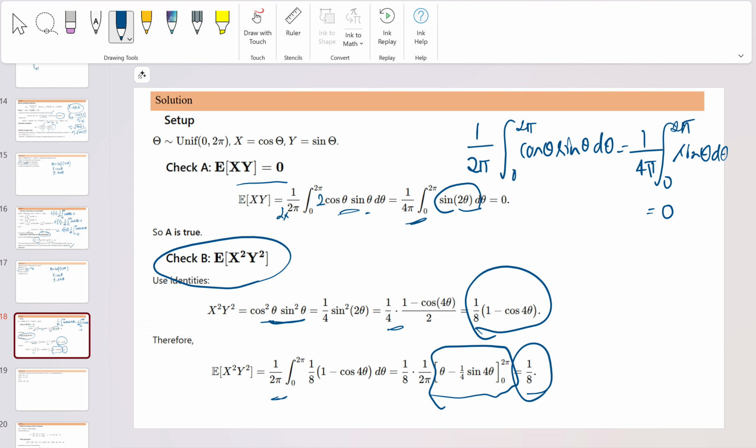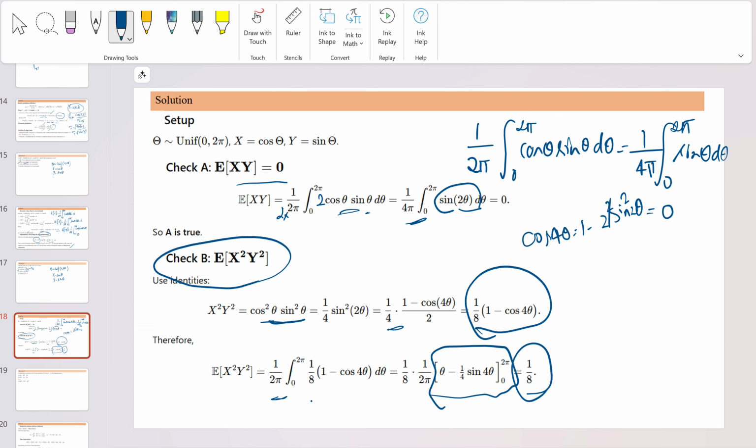When you find the expectation of x square y square, it is simply equal to cos square theta sin square theta, multiply by 4 and divide by 4. It will be 1 by 4 sin square 2 theta. When you see cos 4 theta, what is the value of cos 4 theta? It will be equal to 1 minus 2 sin square 2 theta, so sin square 2 theta will be equal to (1 minus cos 4 theta) by 2. That gives 1 by 8 (1 minus cos 4 theta).